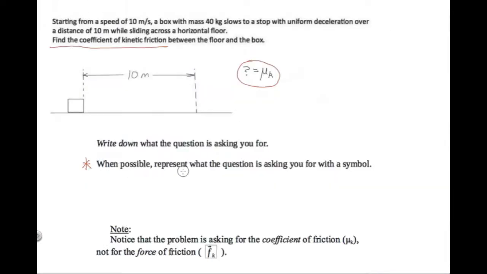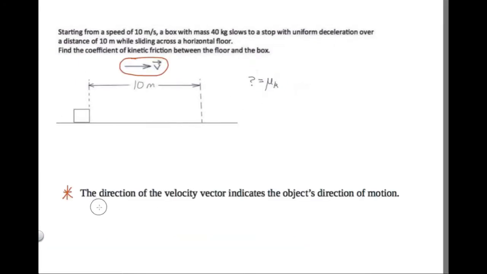When possible, represent what the question is asking you for with a symbol. This question is asking us for the coefficient of kinetic friction. The symbol for the coefficient of kinetic friction is mu sub k. The direction of the velocity vector indicates the object's direction of motion. The sketch which we were provided implies that the box is moving to the right, so we draw the velocity vector pointing to the right.